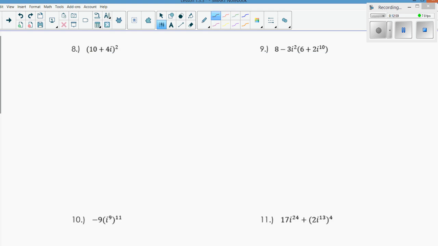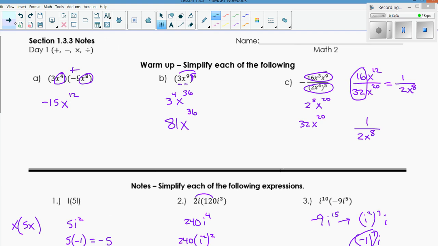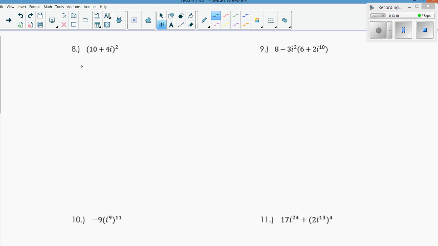Alright, remember that you cannot take this and distribute here. You're going to always miss your middle term if you do that. So this is where we have to expand. Okay, this is what, oops, sorry. This is where we want to say 10 plus 4i times 10 plus 4i. Okay, write it out, otherwise you will forget that middle term.